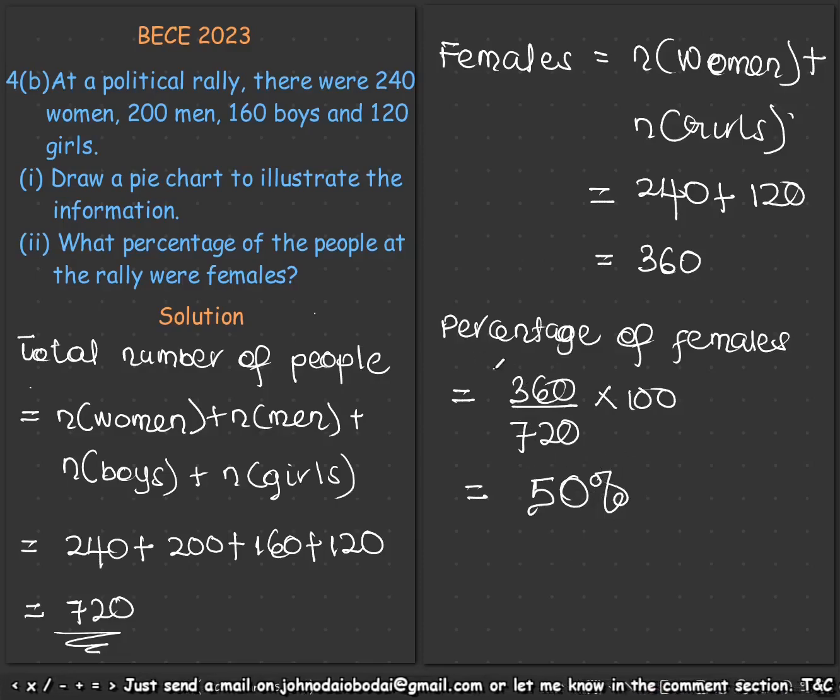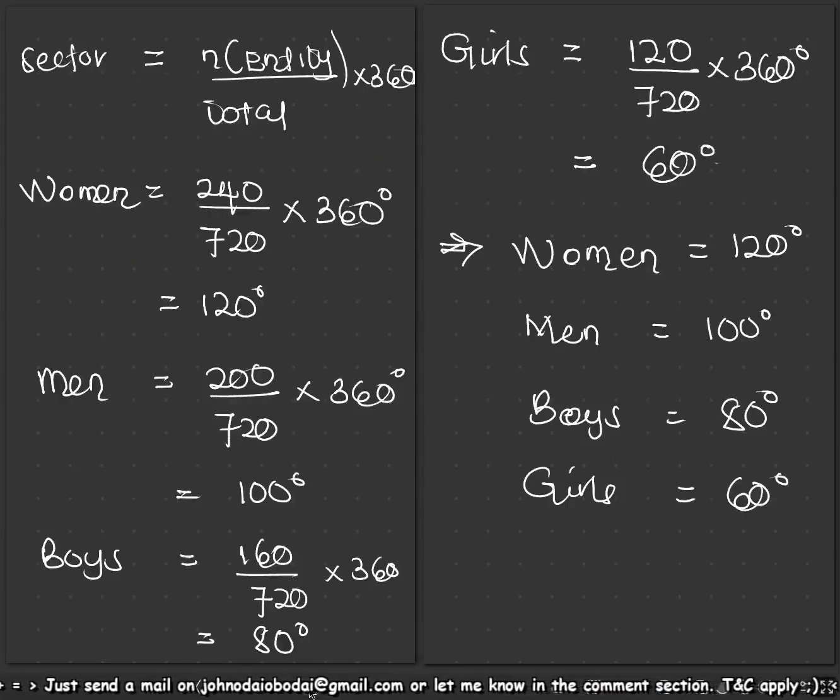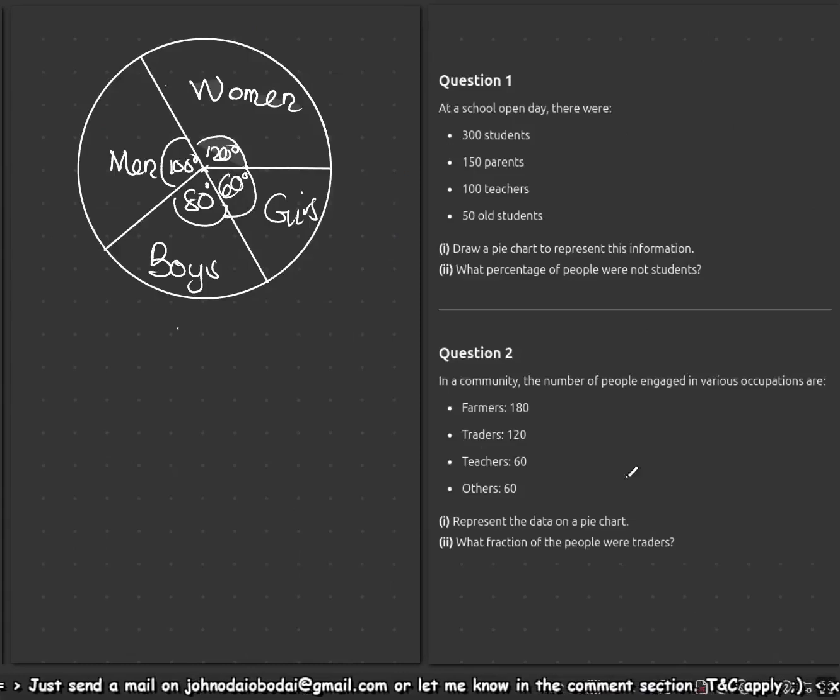So it simply means that the percentage of the people at the rally who were females were what? 50%. So that ends this particular question. And as usual, I'll leave you with some exercises to try on your own to test your understanding. This is question 1 and this is question 2. They all require you to draw pie charts.